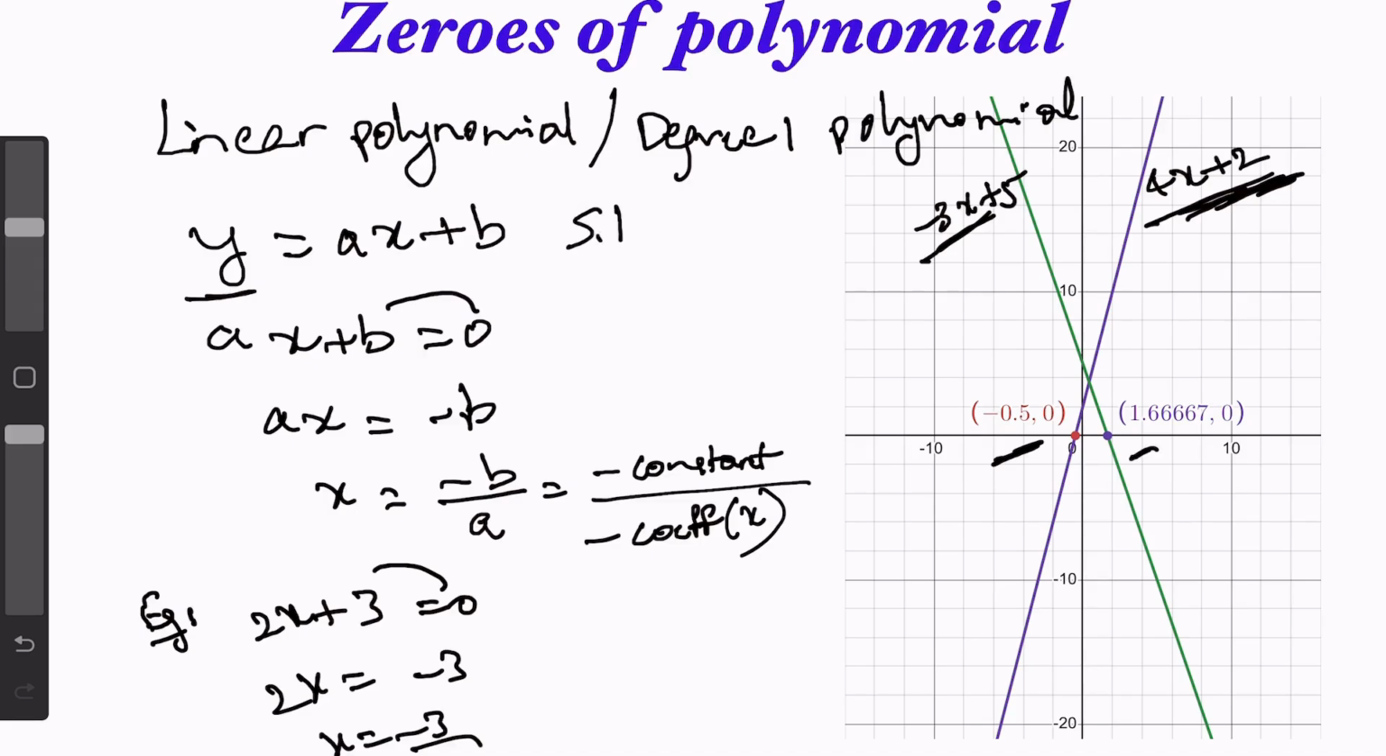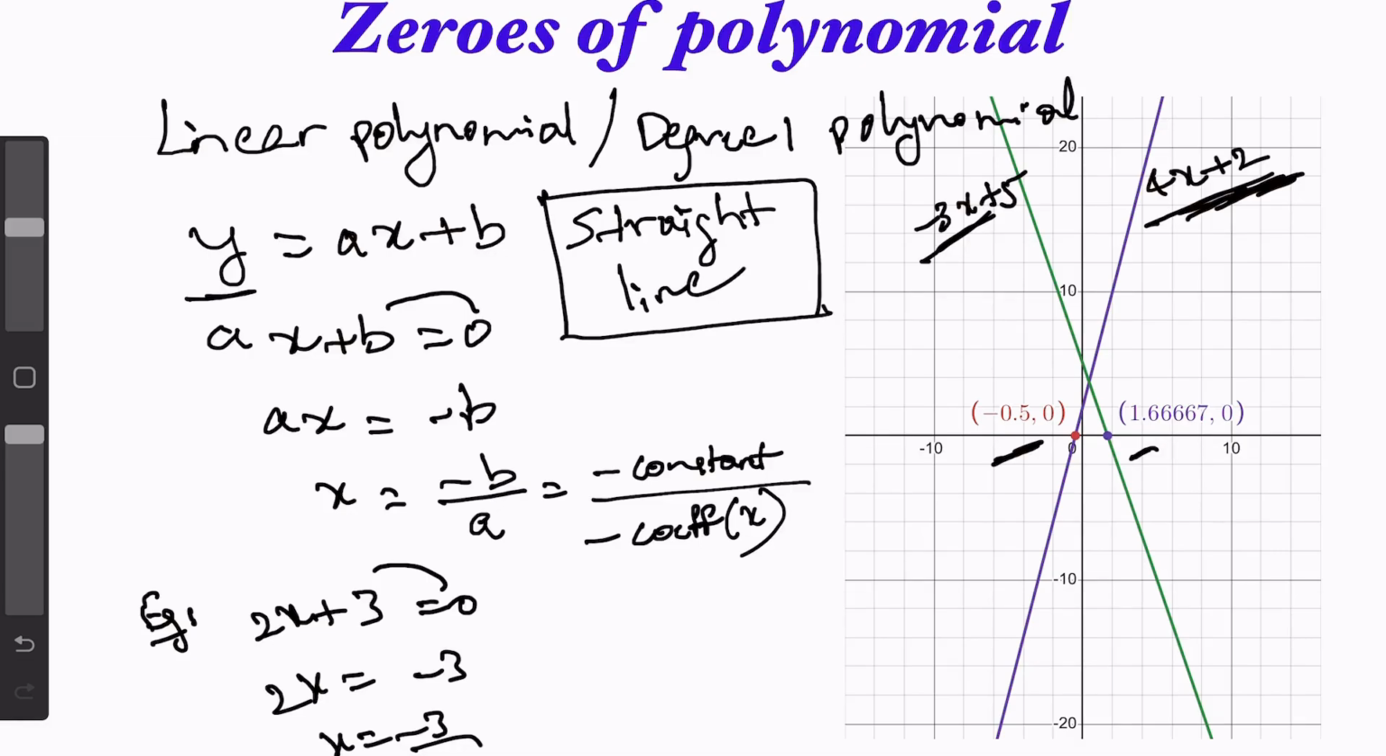You can see that a linear polynomial is always a straight line. Let's draw some lines at random on the graph, like this and like this. We can see that the maximum number of points at which a line can touch the x-axis is 1. So the maximum number of zeros is 1.